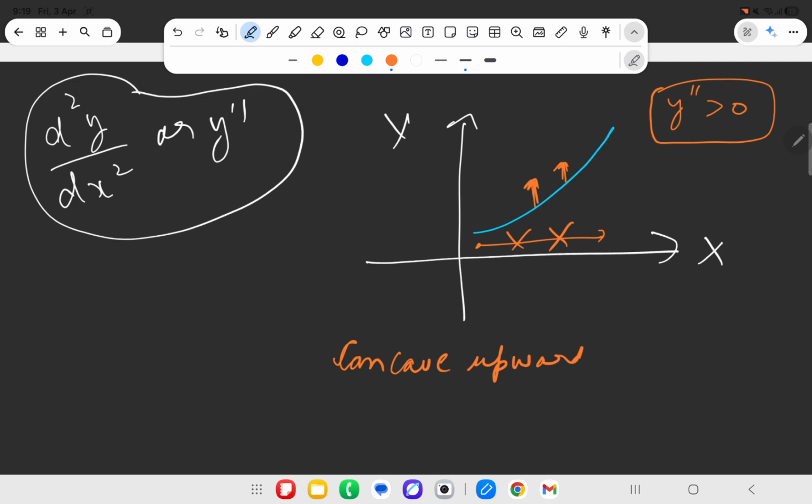In other words, in layman language, suppose this is water. Whenever water hits this graph, it's a type of bowl. Some of the water remains here due to its curveness, so it means it is greater than 0.